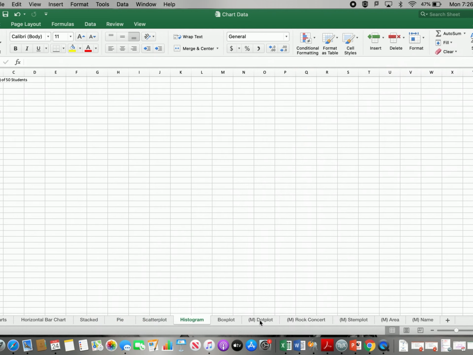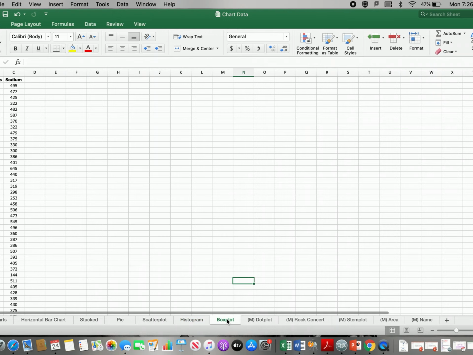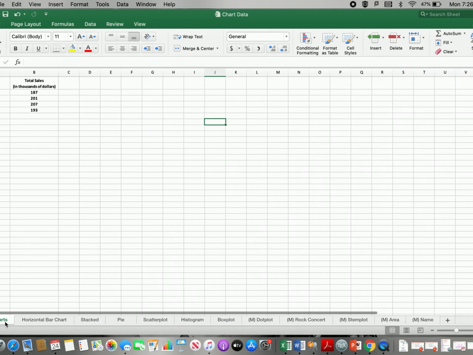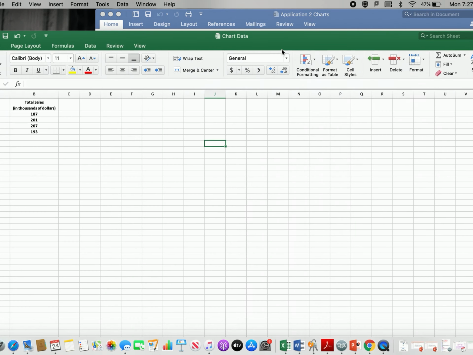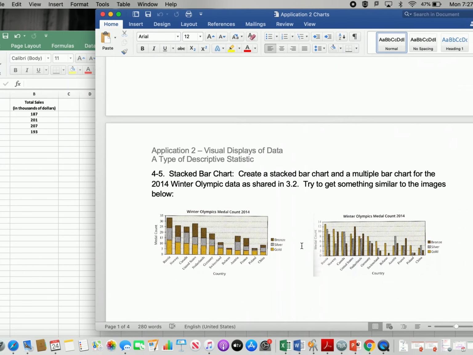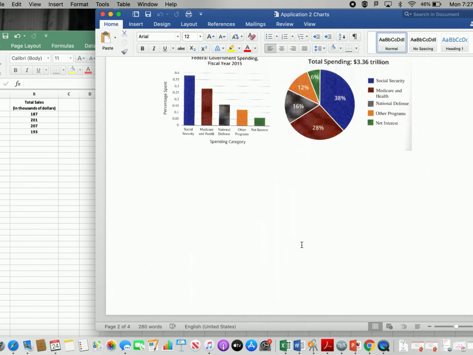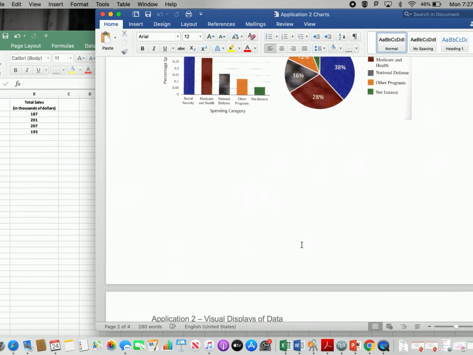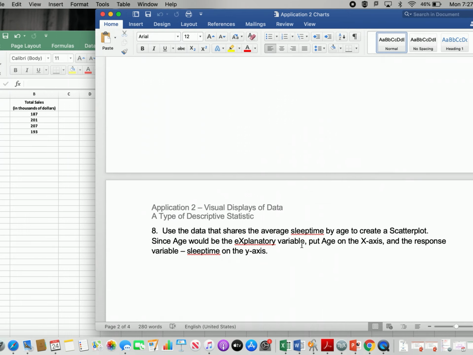You don't need any that have an M at the start of them. You only need up to the box plot tab. But the first few you are going to be using for this particular application. If you look at the Word document, it's going to ask you to form bar charts, horizontal bar charts, and stacked bar charts. You're going to be doing a pie chart and a bar chart of the same set of data. You're going to be doing two different graphs for that same set of data.